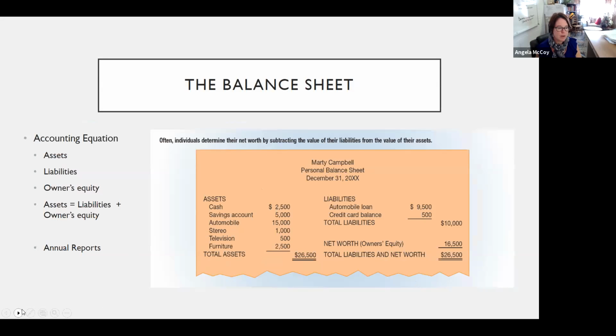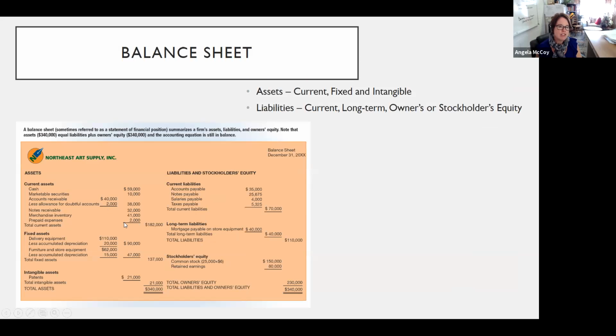The next figure that we see here shows the balance sheet for a company, and in this case, it's Northeast Art Supply Company. On a balance sheet, assets are listed in order from the most liquid to the least liquid. The liquidity of an asset is the ease at which it can be converted into cash for the company. You have current assets, and these are assets that can be converted quickly into cash or that will be used in 1 year or less. Because cash is the most liquid asset, it is always listed first.